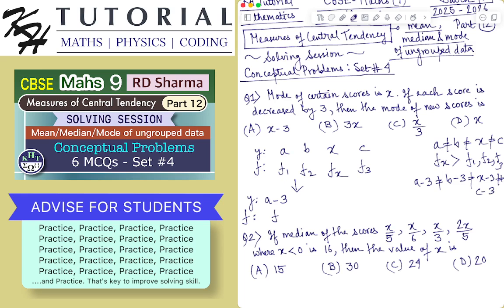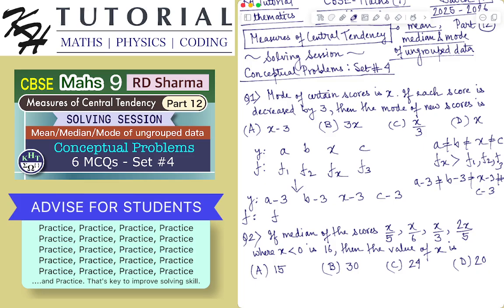Then the new scores, that is A minus 3, B minus 3, X minus 3 and C minus 3, will also be unique. So I can then say that the frequency of A minus 3 will be... what will be the frequency? If each score is decreased by 3, then the mode of the new score is what?